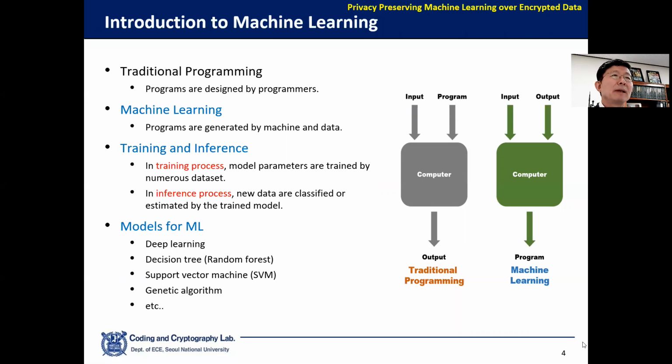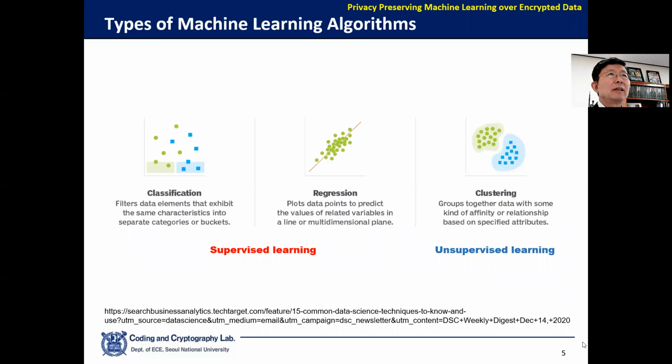Models for machine learning include deep learning, decision tree, support vector machine, and genetic algorithm. There are two types of machine learning algorithm. One is supervised learning, which is classification and regression. And the second one is unsupervised learning, such as clustering.